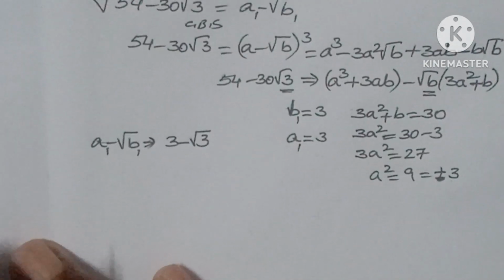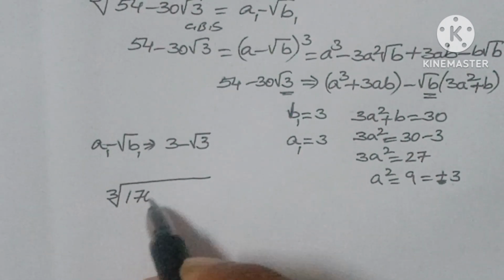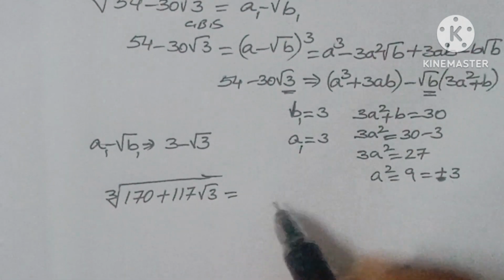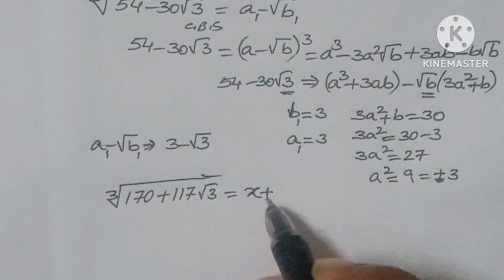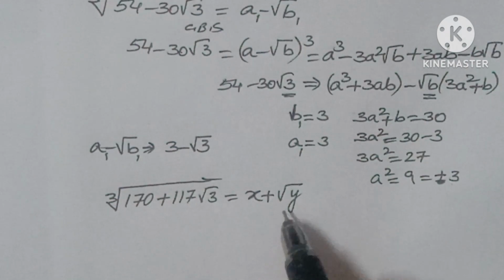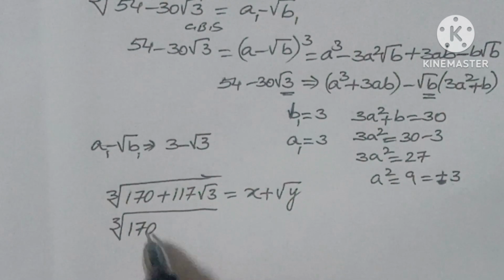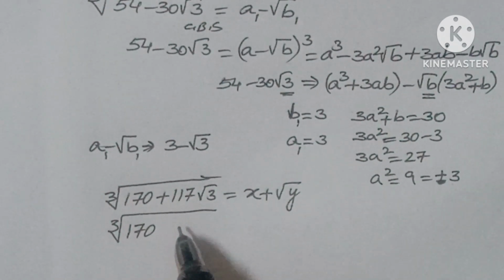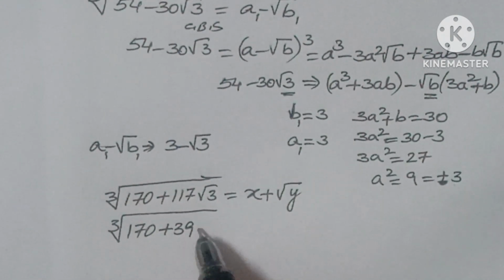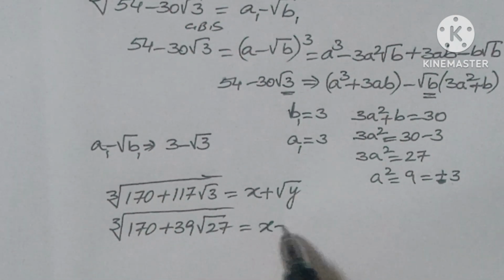Now we will go to the second one, the cube root of 170 plus 117 root 3. Let us take it as x plus root y. Before making it x plus root y, this can be written as the cube root of 170 plus 39 root 27, is equal to x plus root y.